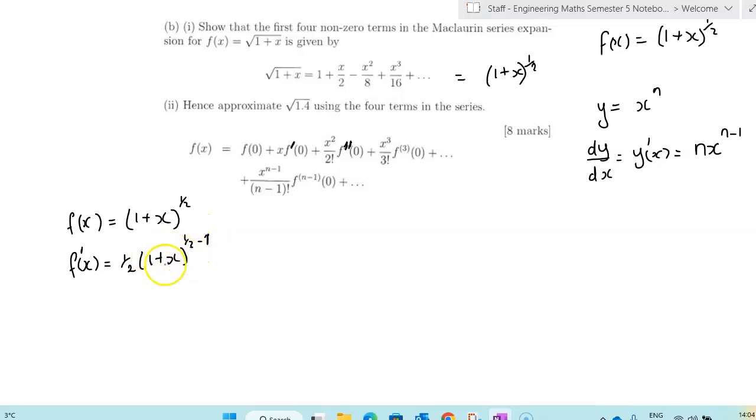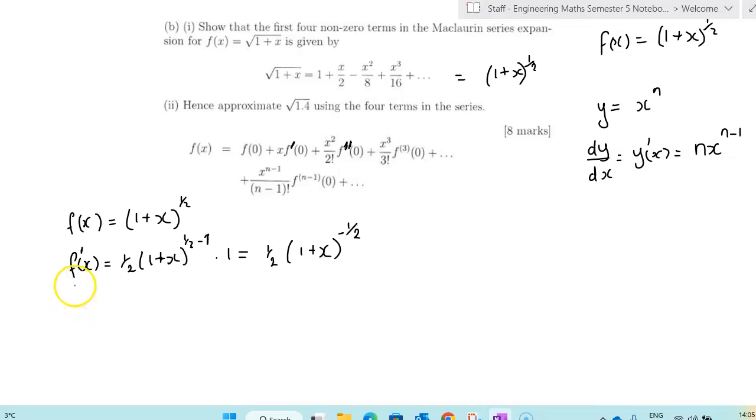Now, to be totally correct, this is a chain rule question. So we would have to differentiate what's inside the brackets as well, which means if we differentiate 1, it's 0, and if we differentiate x, we get 1. So we're multiplying it by 1. That makes no difference because multiplying by 1 leaves the thing the same. So what we're left with is a half on 1 plus x to the power of minus a half. That's the first derivative. Remember, these don't have zeros in them, they have x's in them.